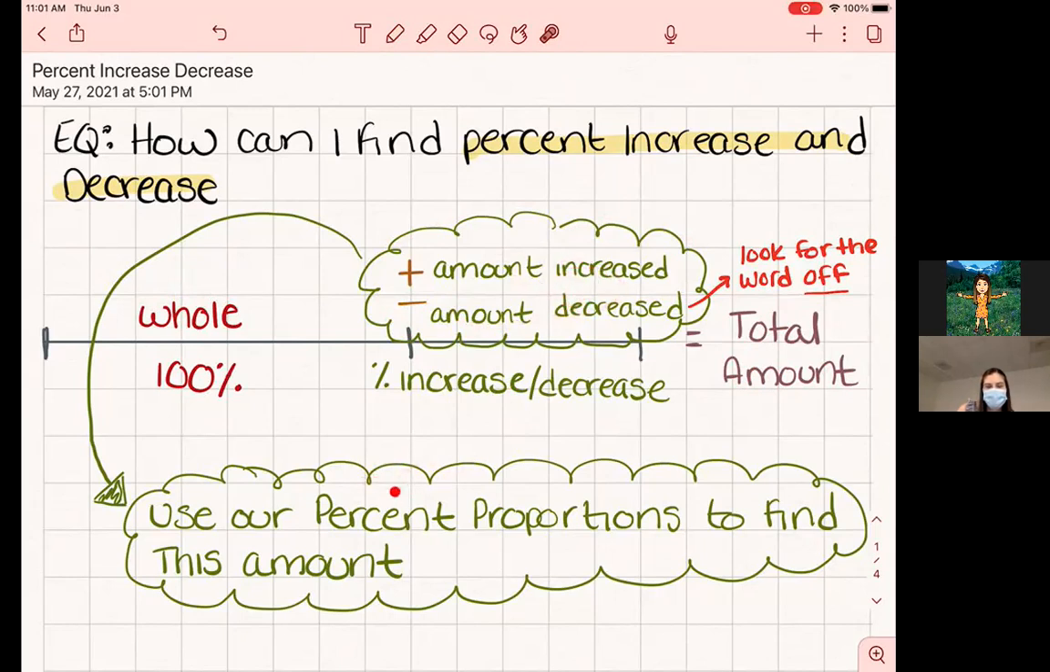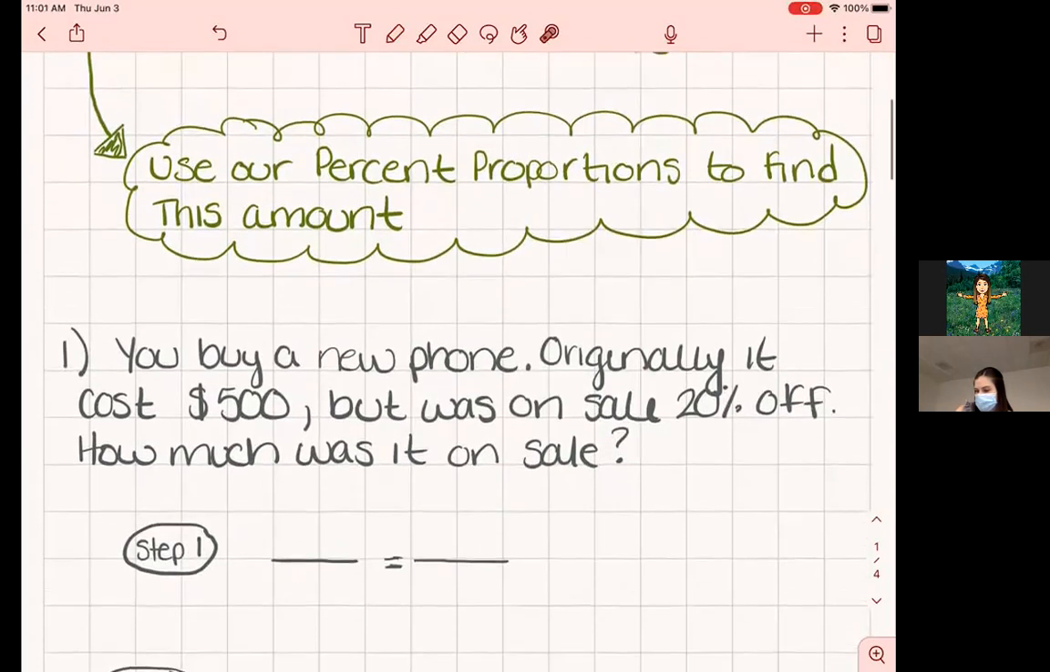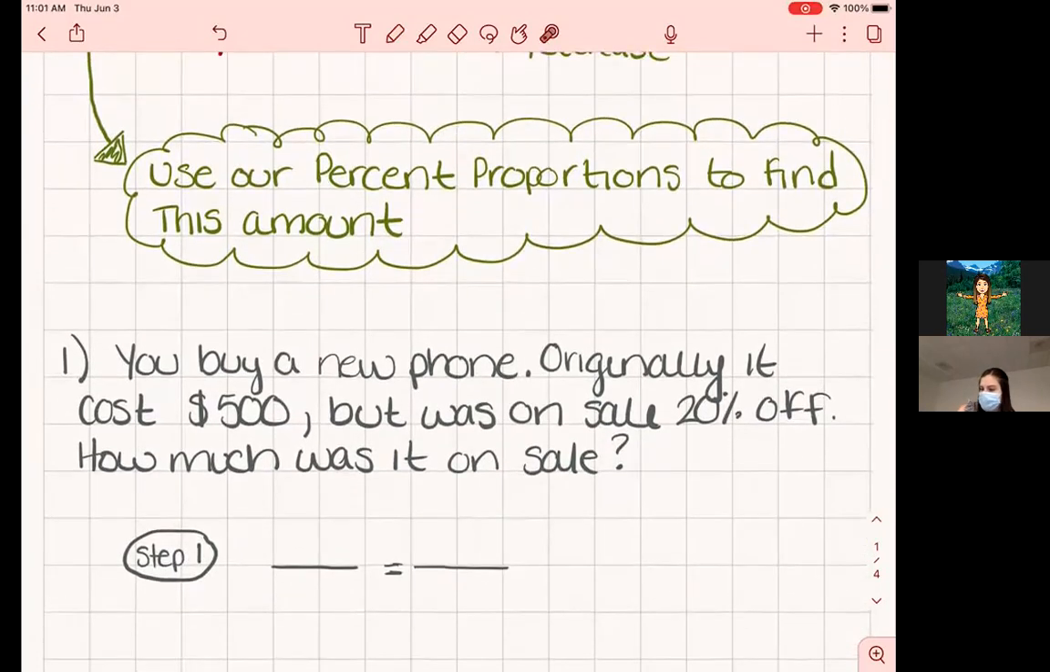To find what the amount increase or decrease is, we're going to use our percent proportions that we learned about on Monday. So what we did on Monday is going to directly apply to these notes. So let's just jump in and do an example and work our way through it. So here's your first example. It says you buy a new phone. Originally it cost $500, but was on sale for 20% off. How much was it on sale?